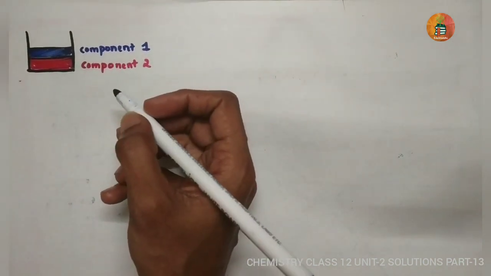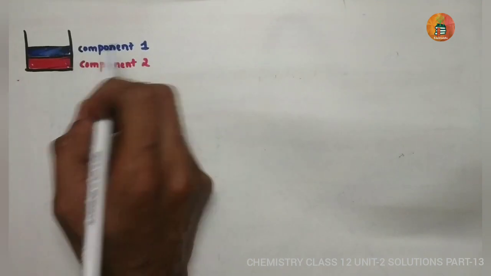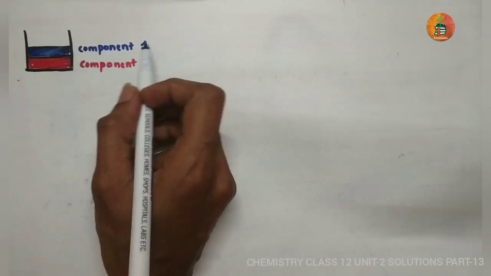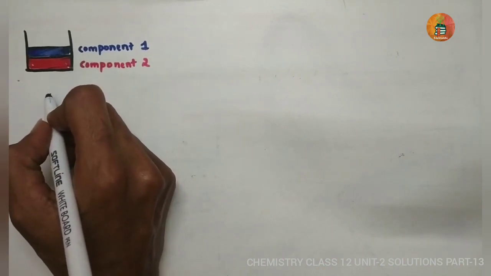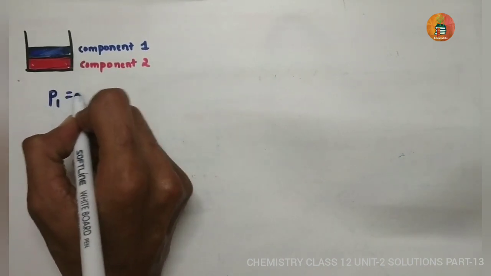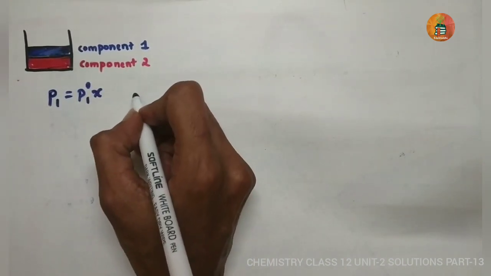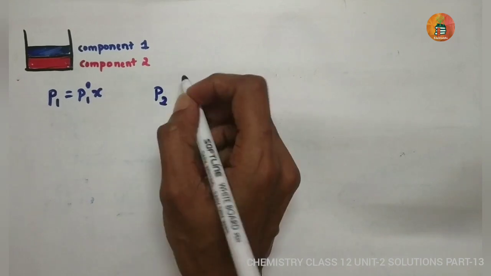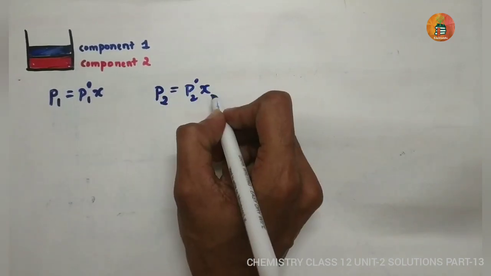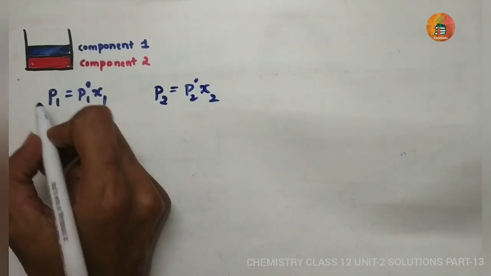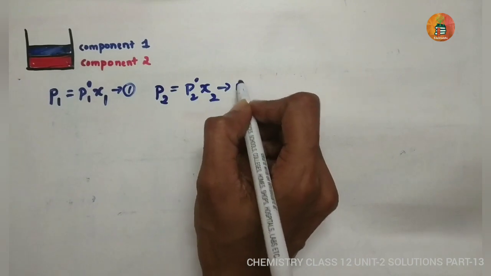Now let us apply Raoult's law to a liquid solution containing two liquids, both volatile. Let me name them component 1 and component 2. For component 1, I can write Raoult's law as P1 is equal to P1 naught into X1, and for component 2, P2 is equal to P2 naught into X2. Let this be equation 1 and this be equation 2.